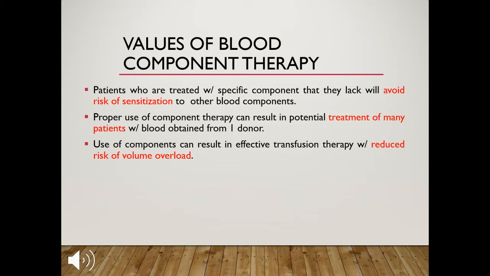Third, use of components can result in effective transfusion therapy with reduced risk of volume overload. So in patients with risk of volume overload, especially those with congestive heart failure or renal failure, they would want the least volume of blood to be transfused in order not to have pulmonary congestion. So a whole blood is equivalent to 450 to 500 ml. But if you only transfuse what the patient needs, like for example, PAC-RBC, that's only equivalent to 250 ml. Okay?